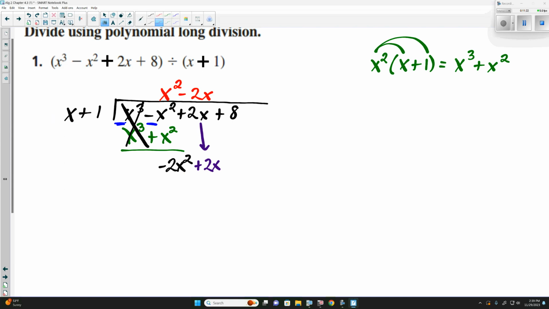Our next step is to multiply it. Negative 2x times our x plus 1. Negative 2x times x is negative 2x squared. Negative 2x times 1 is negative 2x. Because we need it to multiply with x to give us our negative 2x squared. So that those will cancel out. Because the x squared on top was used for our first step.